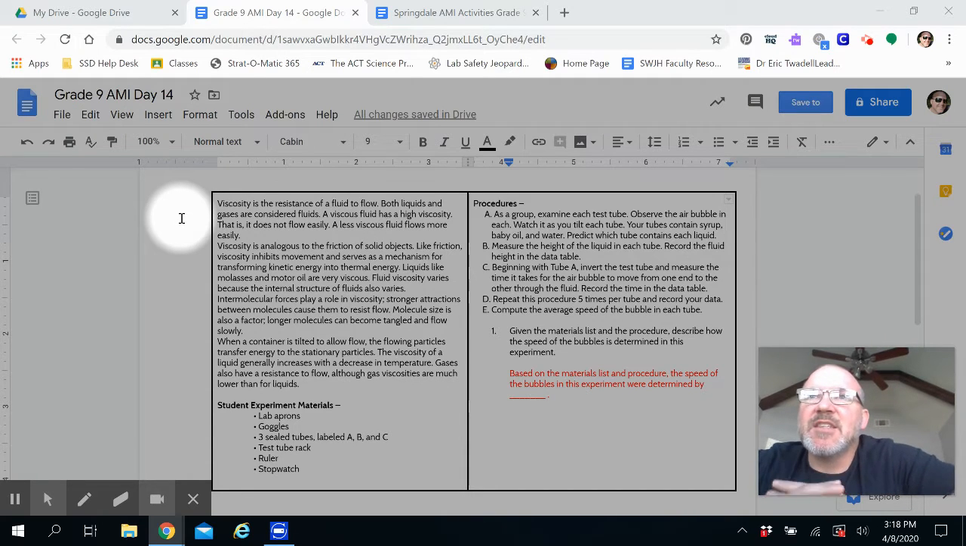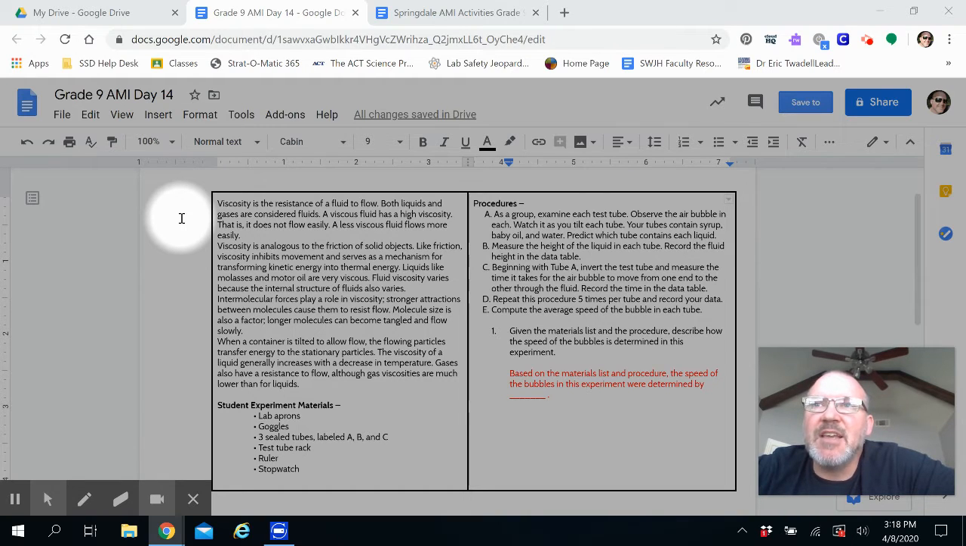Okay, let's read the prompt. Viscosity is the resistance of a fluid to flow. Both liquids and gases are considered fluids. A viscous fluid has a high viscosity. That is, it does not flow easily. A less viscous fluid flows more easily. Viscosity is analogous to the friction of solid objects. Like friction, viscosity inhibits movement and serves as a mechanism for transforming kinetic energy into thermal energy. Liquids like molasses and motor oil are very viscous.